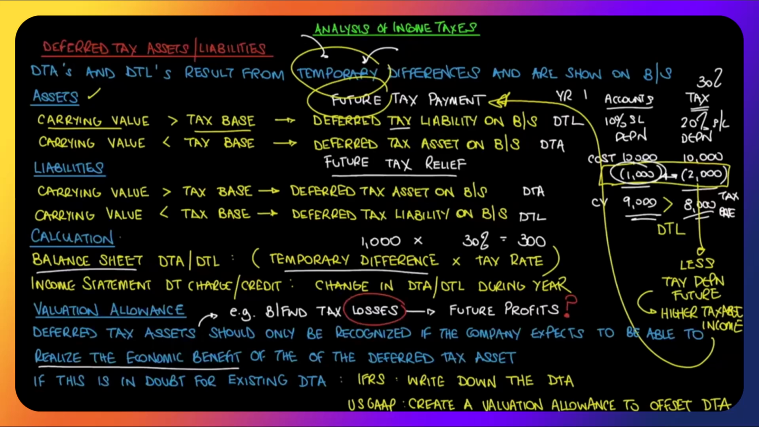How do you account for it? Under IFRS, you would just write down the deferred tax asset. You don't need to write it down to zero. It's not binary. You might say, look, I think I'll probably be able to use about half of them. Okay. Write it down by 50%. You would charge the income statement. US GAAP achieves the same outcome, but just discloses it slightly differently. Rather than writing down the DTA, US GAAP will create a valuation allowance to offset it.